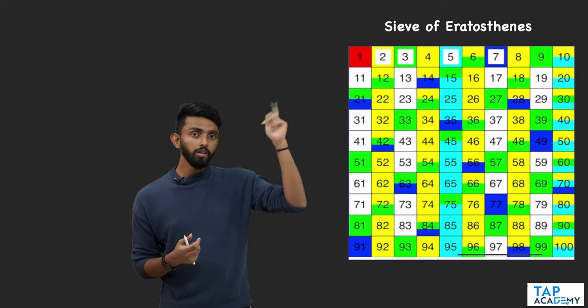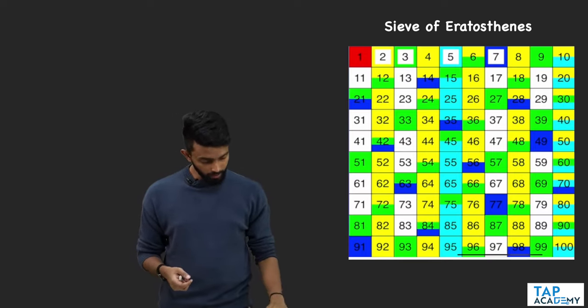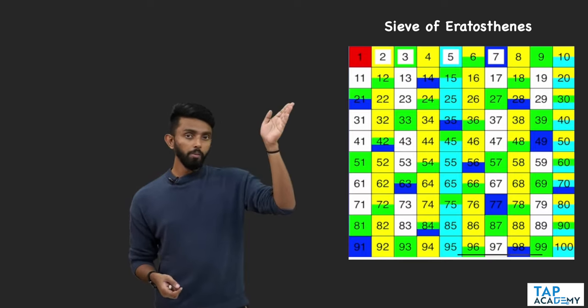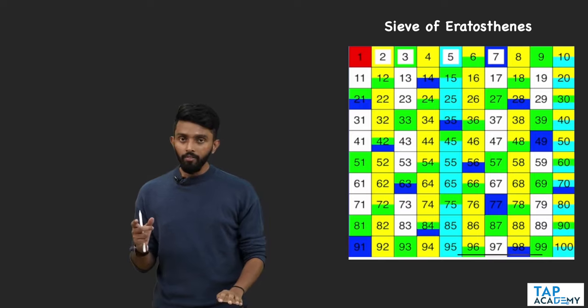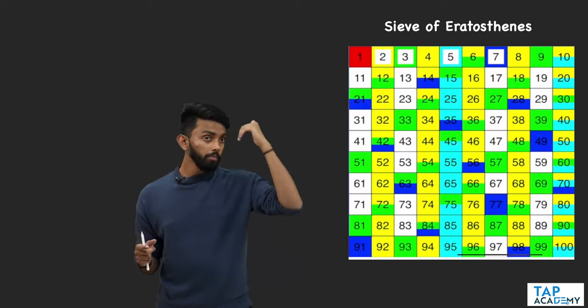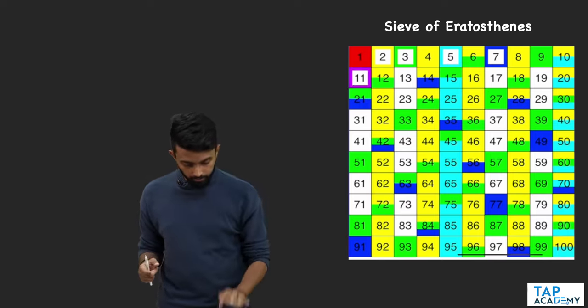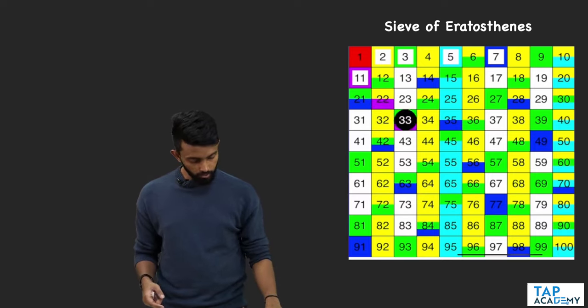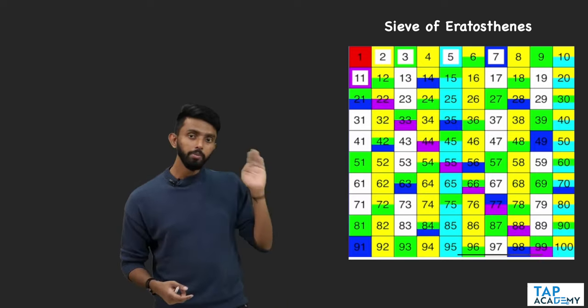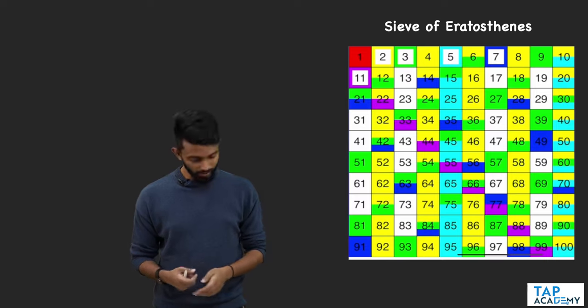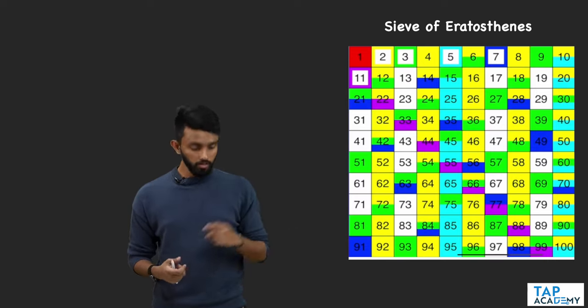The next unmarked number is 11, right? So come to 11 and then leave 11 alone. 11 is again a prime number. Mark all the multiples of 11. And that is what I am also doing. Marking all the multiples of 11 diagonally. Any confusion clear? Next unmarked number is 13, right?